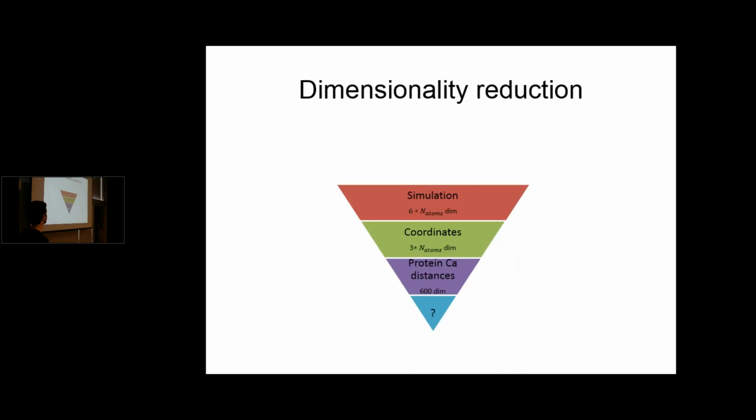Because the simulations are very high dimensional, they're 6 times the number of atoms. So if we have 500,000 atoms, it's an insanely large dimensional space. So even if we throw away the velocities, we are at half that space. So we do some projections, like the distances between carbon alpha atoms of the protein, for example. And this ends up being something like 600 dimensions, maybe 1,000 dimensions, which can still be very high dimensional. So sometimes we need other methods to go even lower, like TICA, for example, that Guillermo presented before.